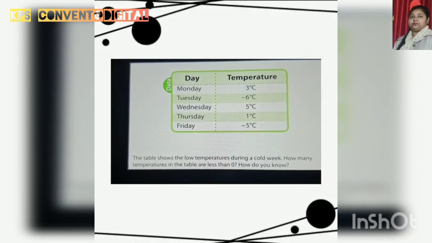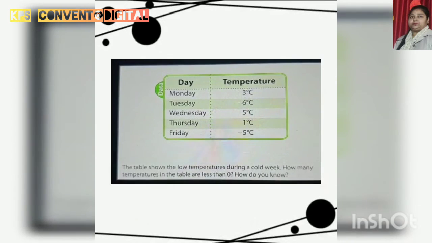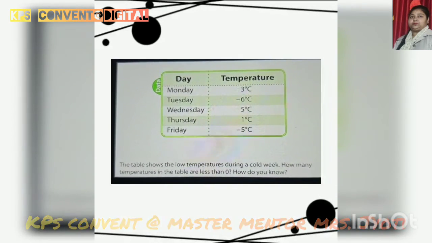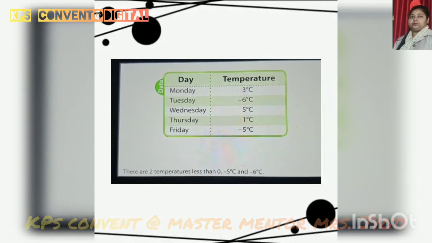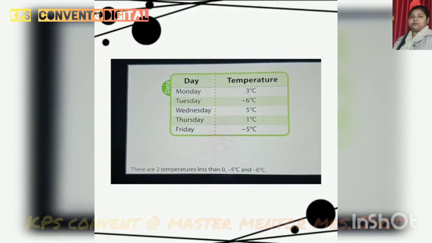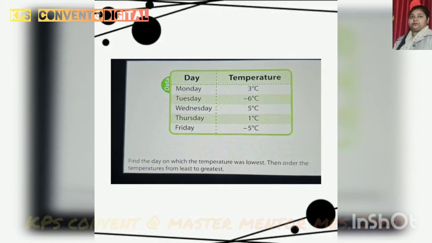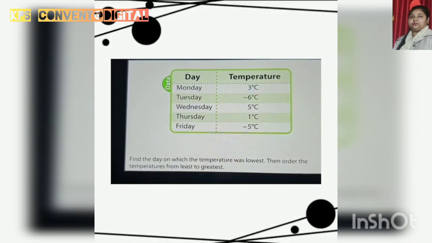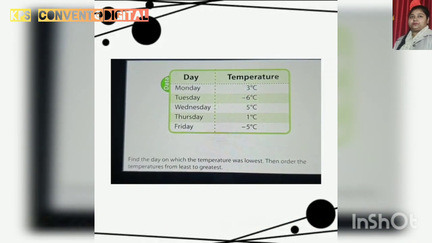The table shows the low temperatures during a cold week. How many temperatures in the table are less than 0? How do you know? There are two temperatures less than 0, -5 degrees Celsius and -6 degrees Celsius. Find the day on which the temperature was lowest. Then, order the temperatures from least to greatest.